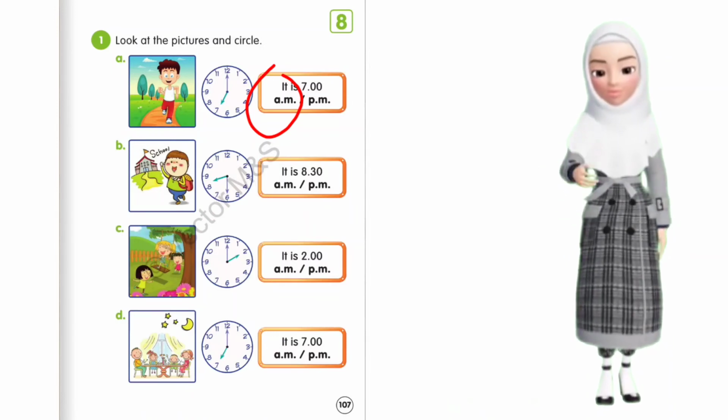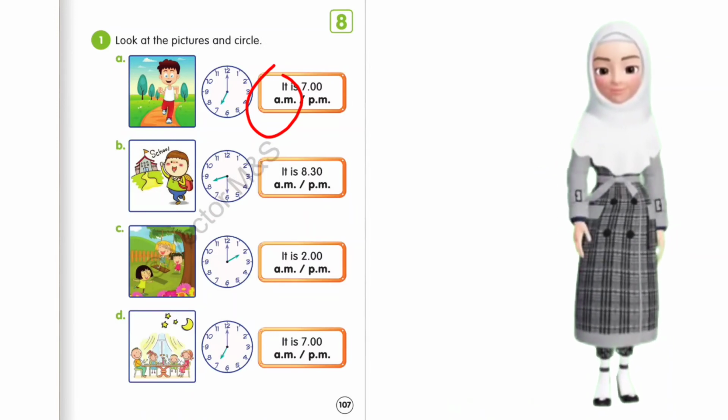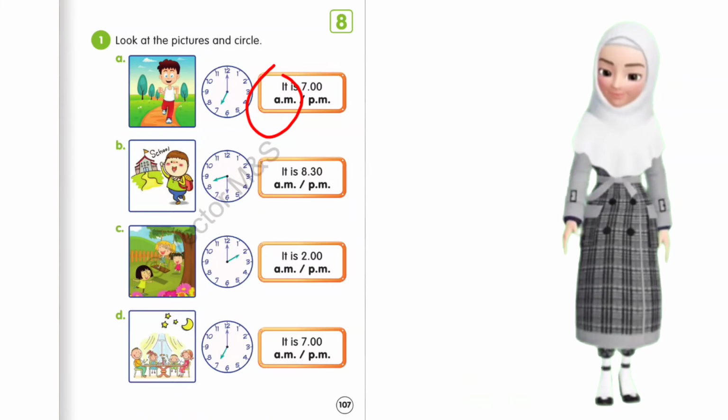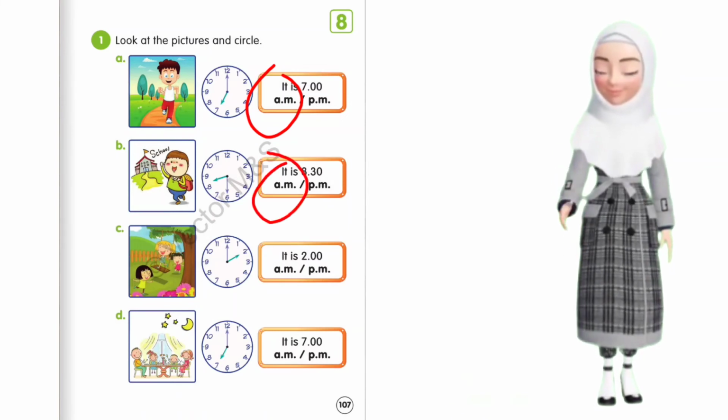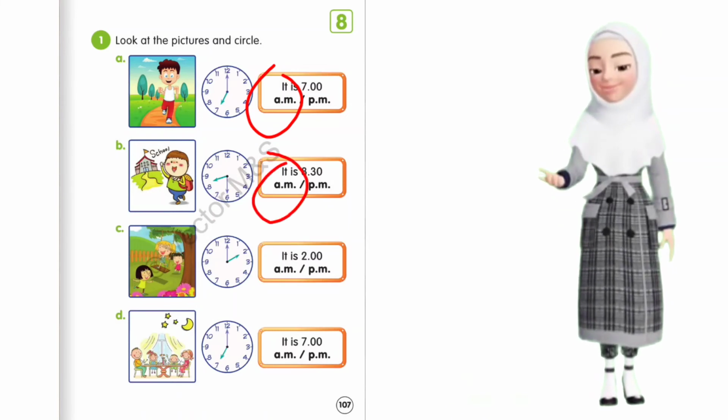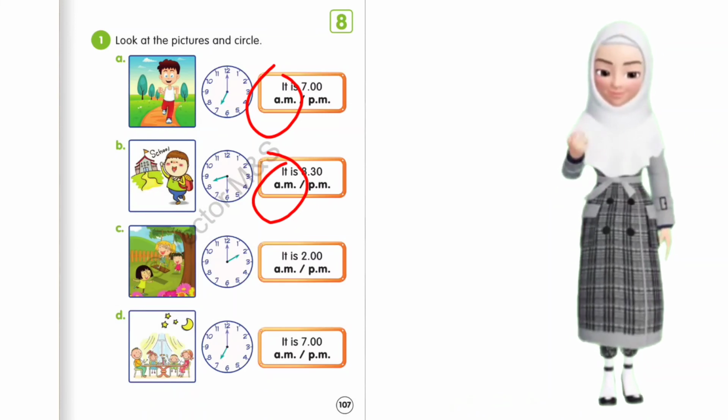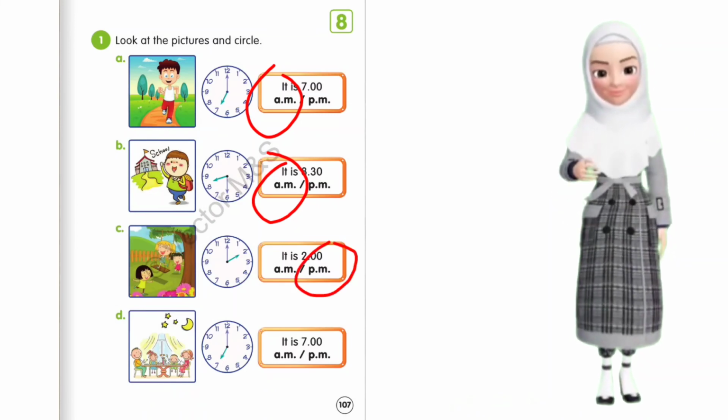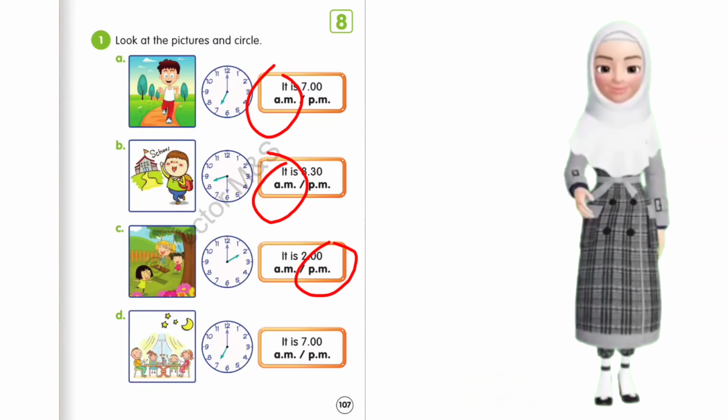Number B. It is 8:30. There is a boy who wants to go to school. We usually go to school in the morning. It must be AM. Number C. It is 2 o'clock. There are some children playing in the park. We usually play after school at noon. It must be PM.